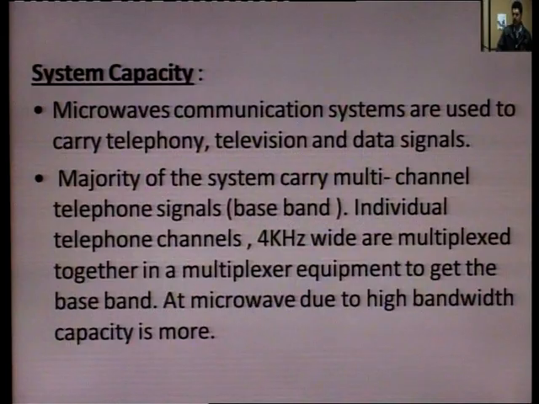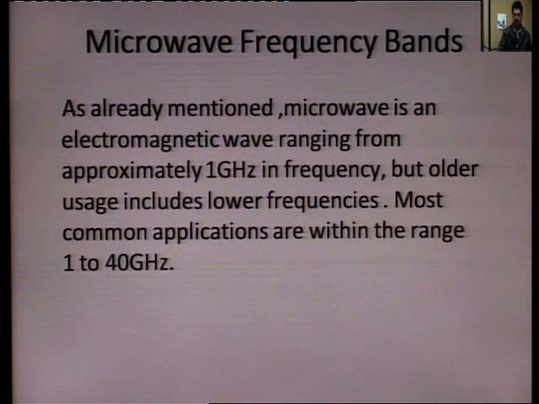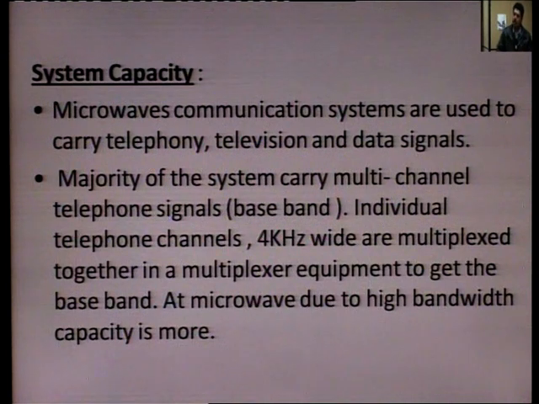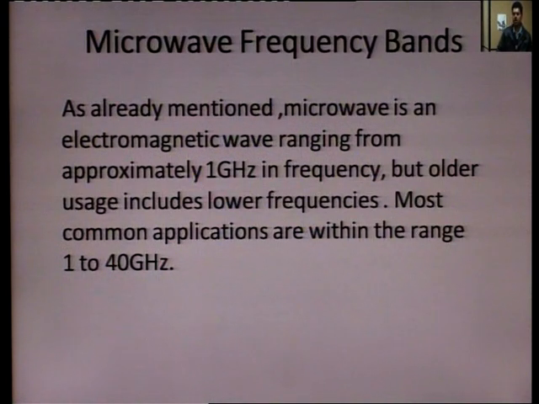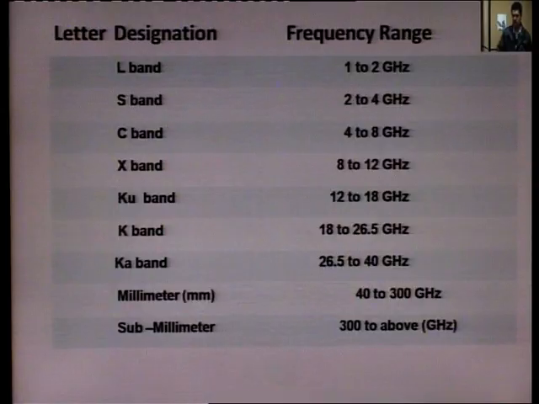Obviously, if the bandwidth is more, that means more information can be transmitted. So, generally microwave communication systems are used to carry telephony, television and data signals. The majority of systems carry multi-channel telephone signals. The individual telephone channel carries 4 kilohertz, and these are multiplexed together with multiplexer equipment to get a baseband signal. Because microwave has a high bandwidth, obviously more channels can be transmitted with the help of microwaves.